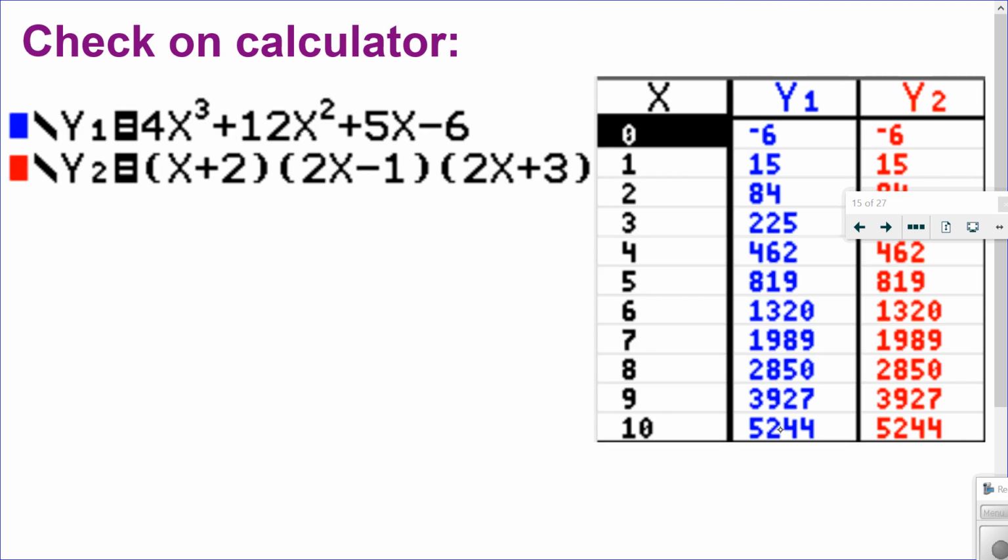So original in y1 and the factored answer in y2, and you can see the check always happens in the table, and I can see that those are equal. So let's try one. This time we're going to try one that has degree 4. So it's just going to be a couple more steps of this process.